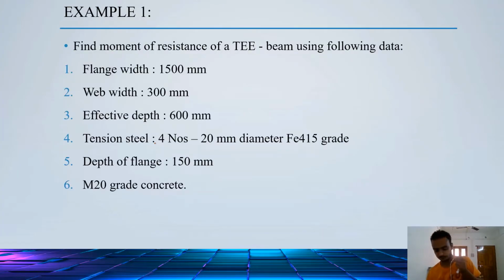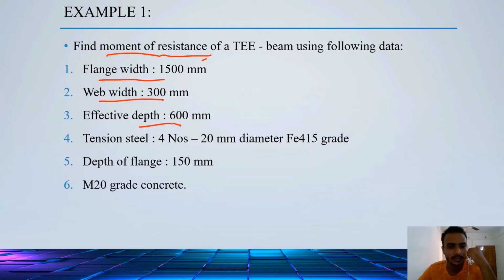First example. The first example is for the analysis of T-beam. Find out the moment of resistance of T-beam using the following data: flange width, web width, effective depth 600 mm, tension steel 4 numbers of 20 mm diameter, and depth of flange 150 mm, and M20 grade concrete.